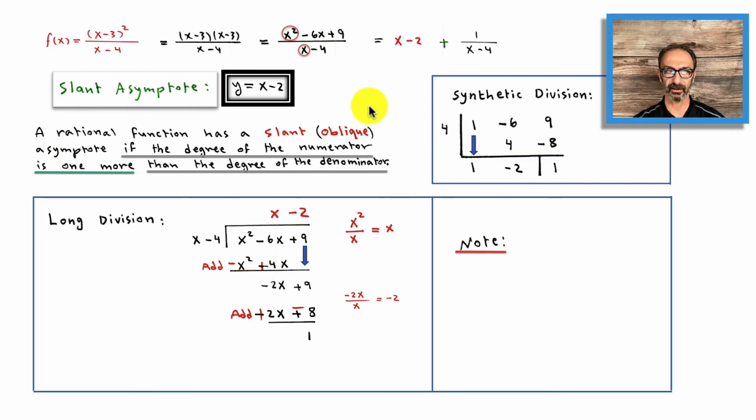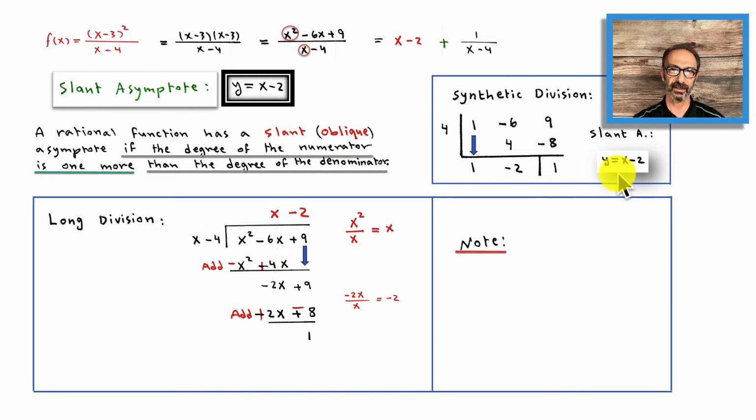So that's the same thing. Both ways, the slant asymptote is the quotient, which is x minus 2. I wrote it down here, but I went straight to the synthetic and I did not mention it. The slant asymptote is this right here, y equals x minus 2. And that's what we have.